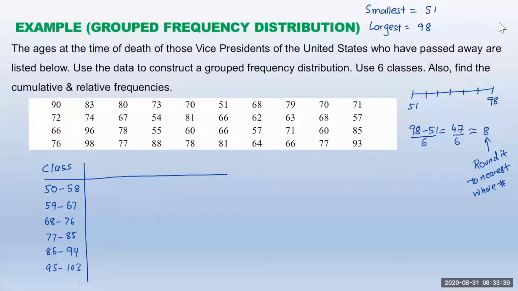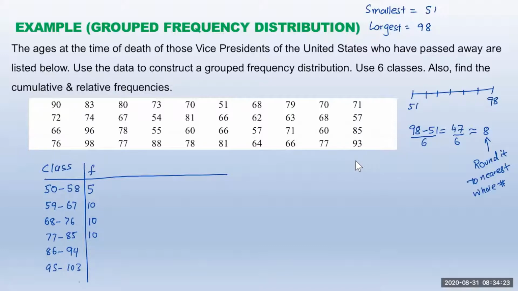For frequency, we count how many data values are between 50 and 58. If you count here, you'll see that there are 5 data points between 50 and 58. Between 59 and 67, you'll see 10 of them. Similarly, between 68 and 76, you'll see 10 of them again. 77 through 85, that is also 10. And how many are between 86 and 94? If we observe the data and count, we'll find that there are 3 of them.